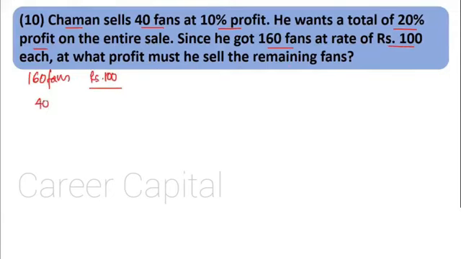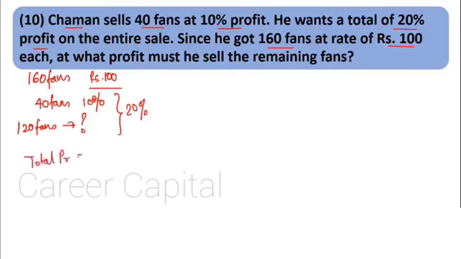Out of that, he sold 40 fans at a profit of 10%. So how many fans are remaining? 120 fans, 160 minus 40. At what percentage profit must he sell them so that the total profit becomes 20%? Now, what do we know? The total profit in rupees would be nothing but the profit in rupees of the 40 fans plus the profit in rupees of the 120 remaining fans.